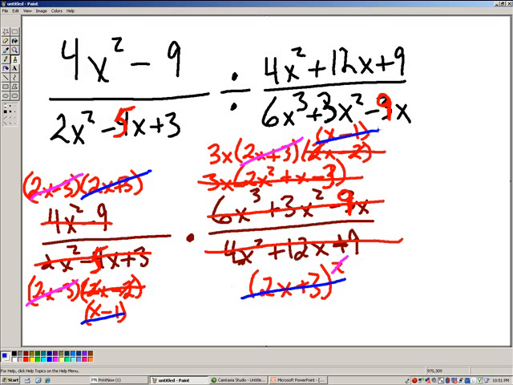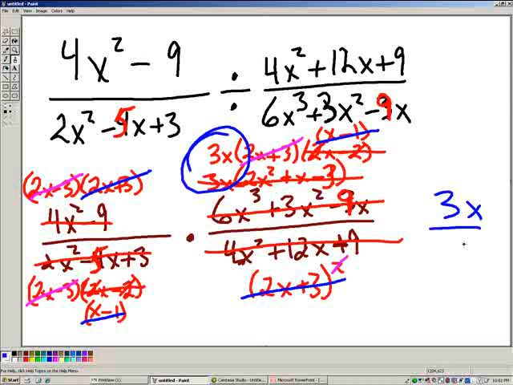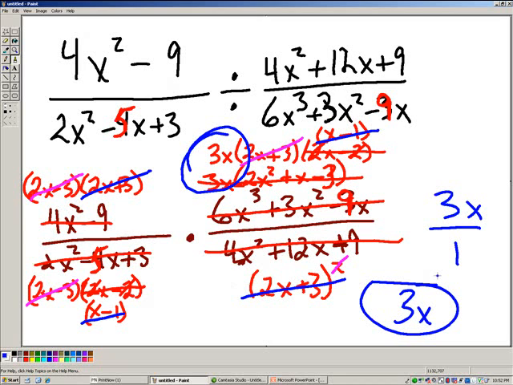So what are we left with? Everything's canceled out except that 3x, and that a lot of time is overlooked because people get so used to looking for quantities that they ignore or forget to notice that there's variables or numbers that have been factored out. So our answer would just be then 3x, because anything over 1 is just itself. That's multiplying and dividing rational expressions. Quick, simple, painless. I think you should be doing just fine at that.